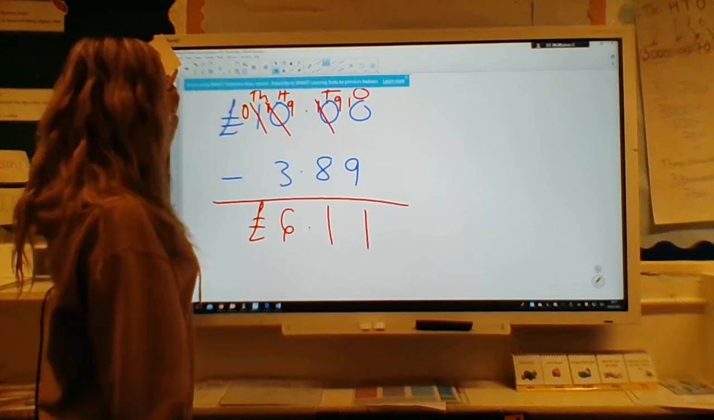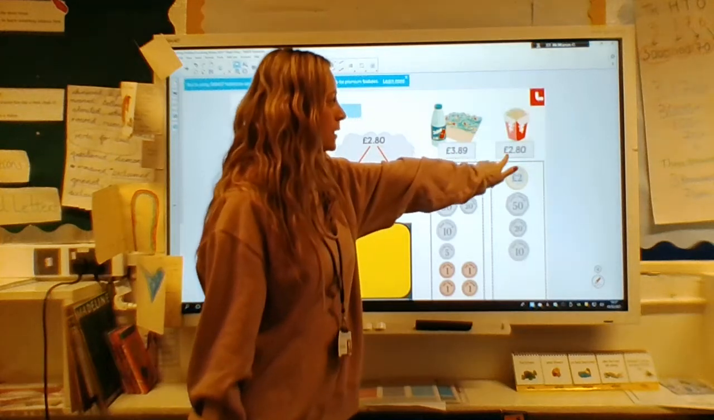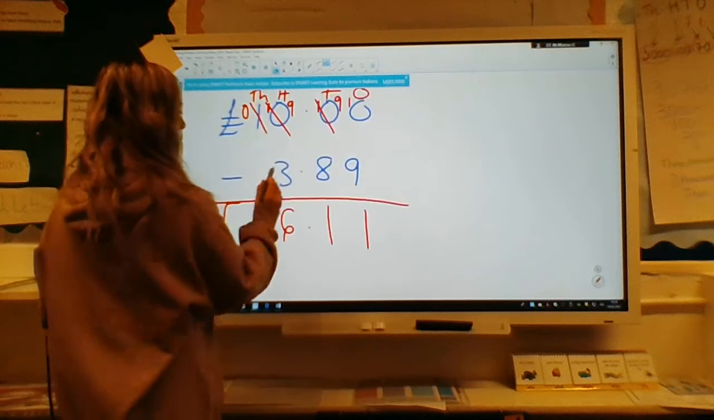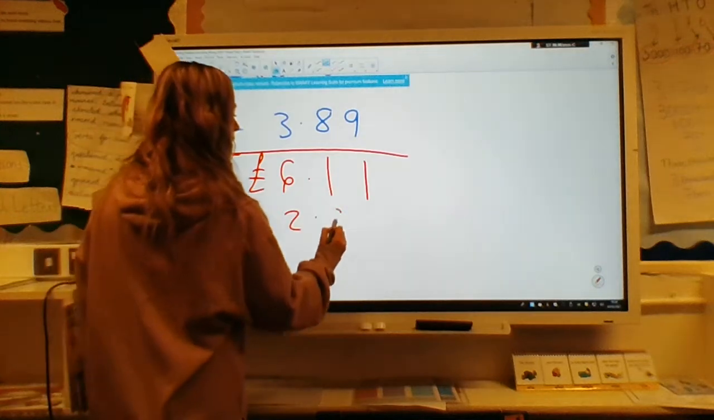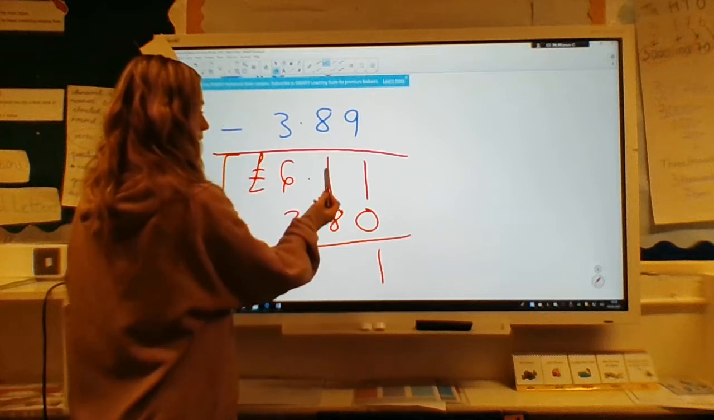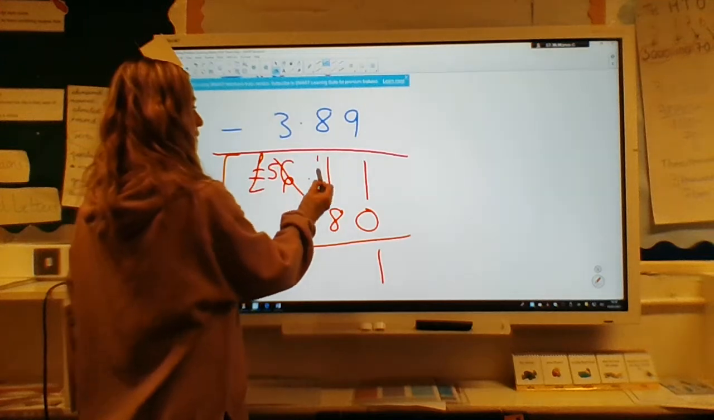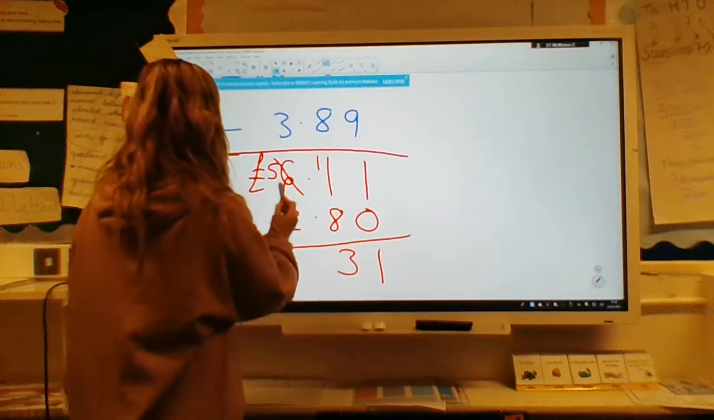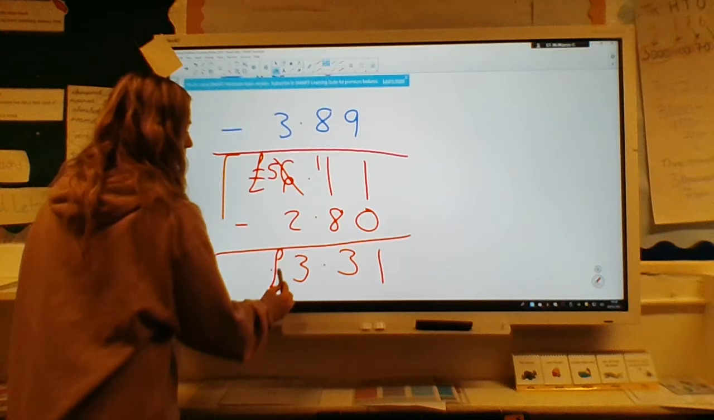You've not only just bought the bottle and the food, which came to £3.89, you've also bought some Chinese food at £2.80. So now you need to subtract £2.80 from the remainder of money. So 1 take away nothing is 1. You can't do 1 take away 8, so you exchange. This becomes a 5. You carry the 1 over, so that becomes 11. 11 take away 8 is 3. 5 take away 2 is 3. And your decimal point goes there, and your pound sign.